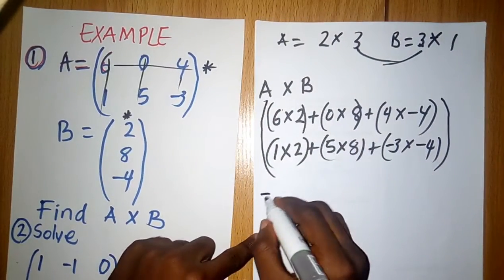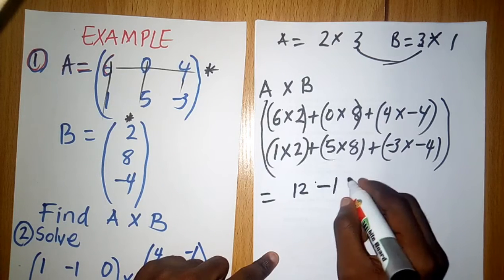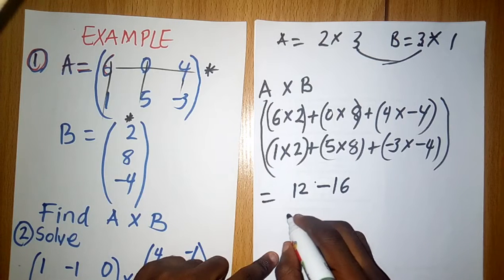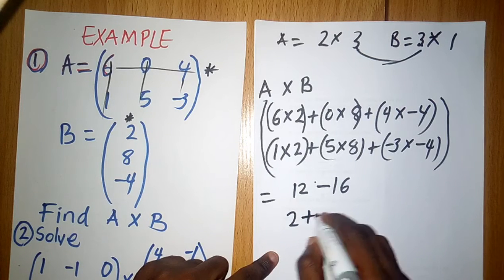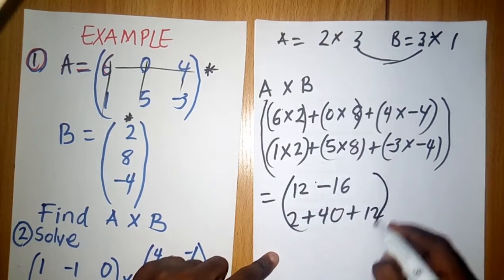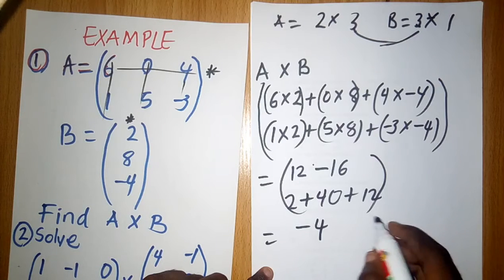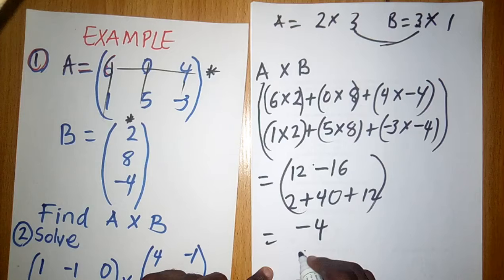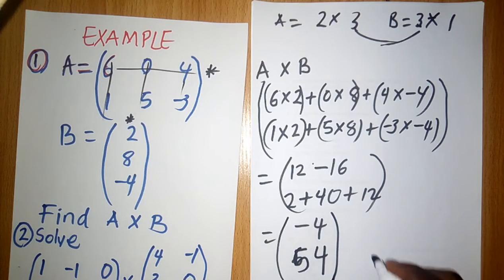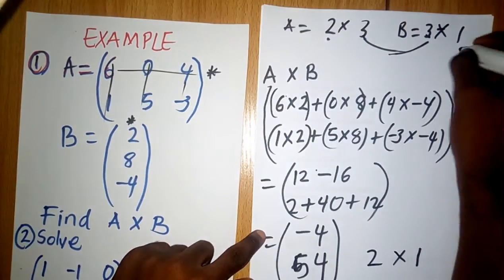So this will give us 6 times 2, 12, plus 0, minus 16, that is 2, plus, so that's minus 4, 42. Okay. So now you see that this is a what? A 2 by 1 matrix. Okay, so this by this.